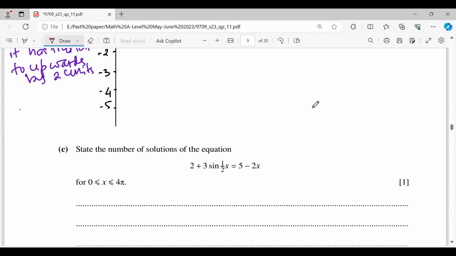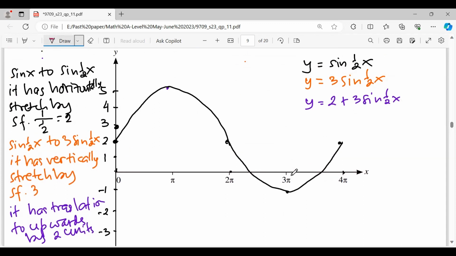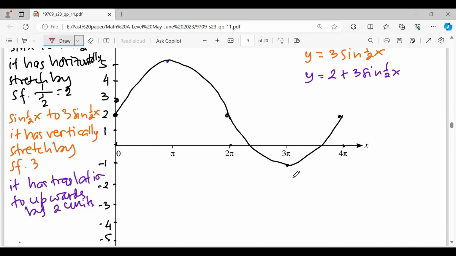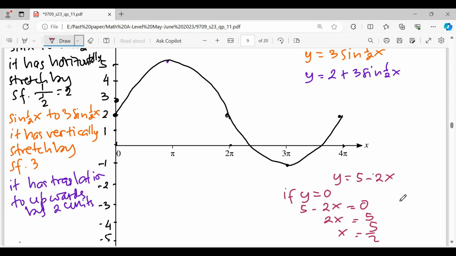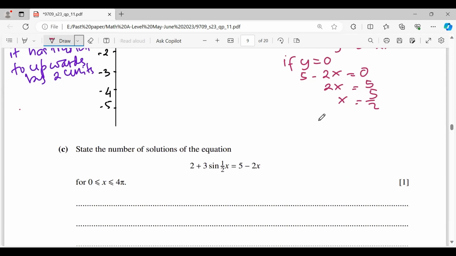We are going to sketch on this Cartesian diagram a graph of y equals 5 minus 2x. If y equals 0, the equation becomes 5 minus 2x equals 0, so 2x equals 5 and x equals 5 over 2. If x is 5 over 2, the coordinate point is 5 over 2, comma 0.